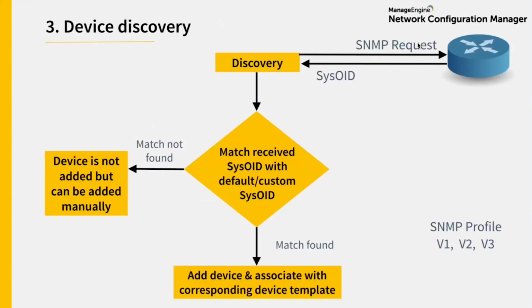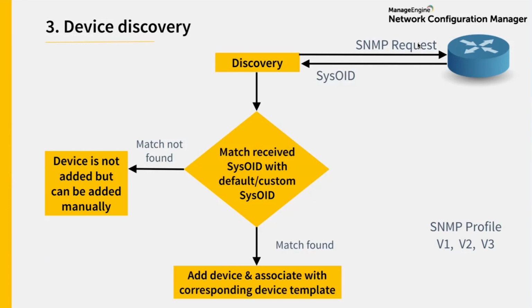So let's move on to the first functionality of Network Configuration Manager, which is device discovery. So how does this device discovery happen in Network Configuration Manager? First, as you can see from this slide, the discovery engine of Network Configuration Manager will send out an SNMP request to the devices which have SNMP enabled in them.